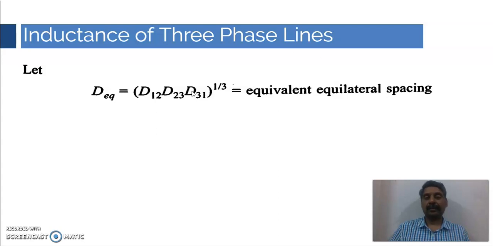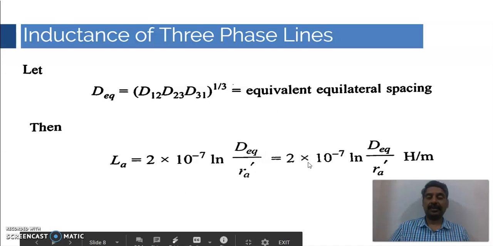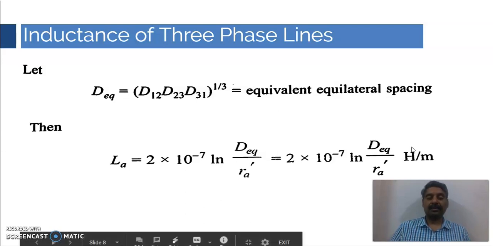Then the expression for LA will become 2 into 10 power minus 7 natural logarithm D equivalent by RA dash, Henry per meter. Okay, so this is the expression for LA.